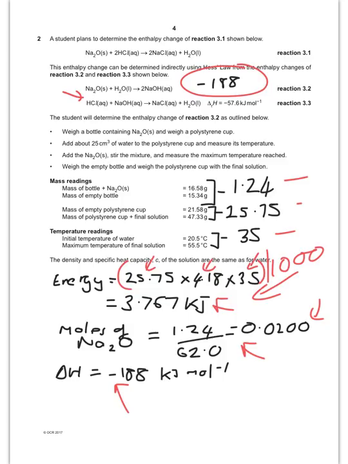And if you add, you notice that you need to now times 3.3 by 2 because you've got 2 HCl there but only 1 HCl there. So you need to multiply your minus 57.6 by 2. That gives you minus 115.2. Now if you add 3.2 and 3.3 together, you end up with 3.1.